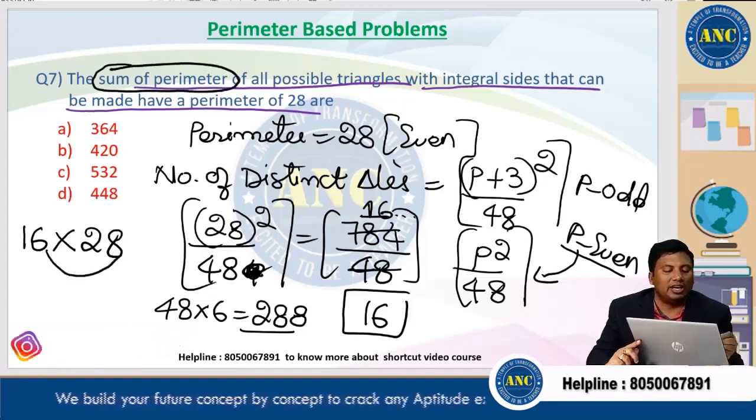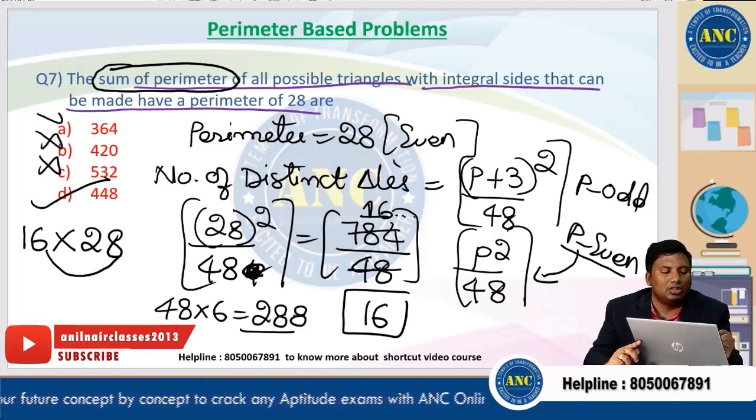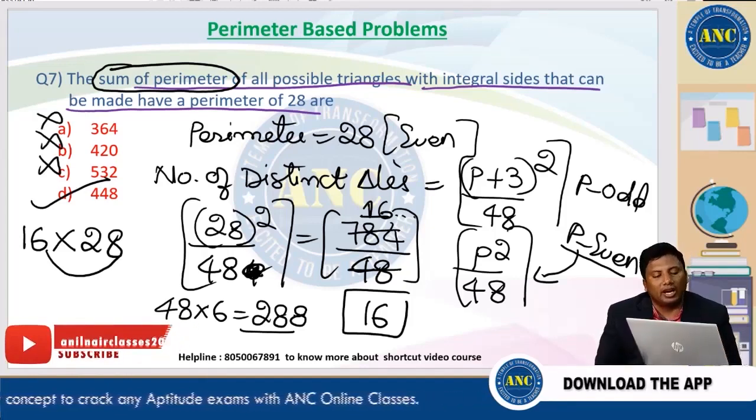6 8s are 48. Unit digit should be 8. I hope the idea is clear.